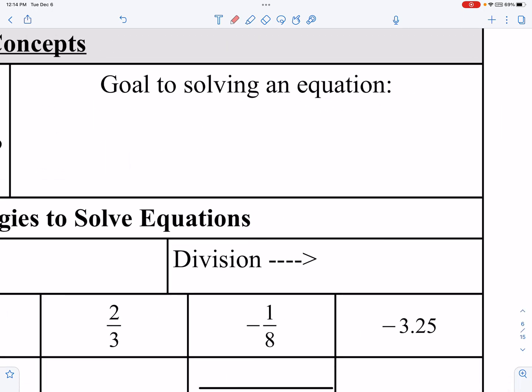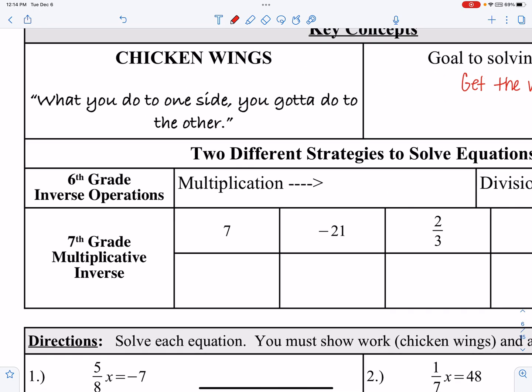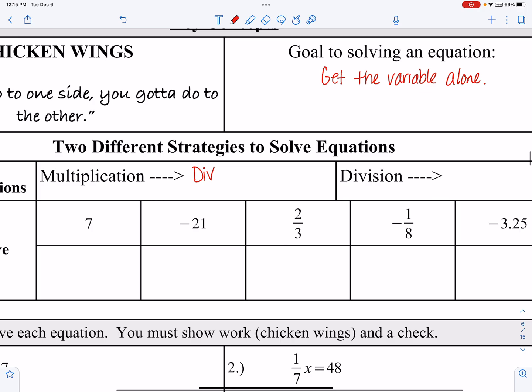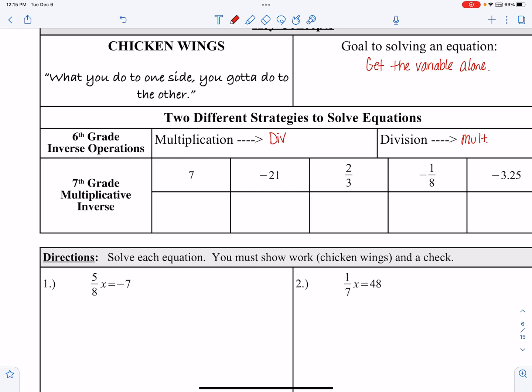So the goal to solving any equation is to isolate the variable, or get the variable alone or by itself. Now, similar to sixth grade, the opposite operation, the inverse operation, of multiplication was division, and the opposite of division was multiplication. We're going to use a different term, though, when we're doing the division of fractions, which is the multiplicative inverse. So we're not going to do that for everything, though. We'll get into that in a moment.